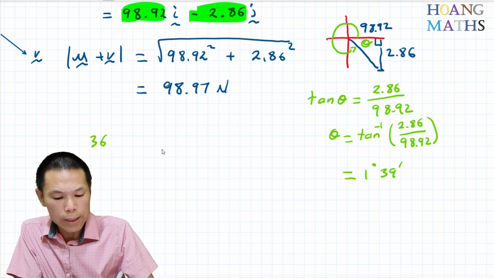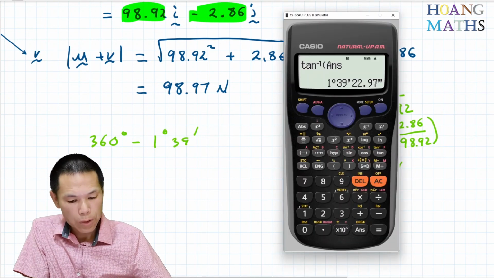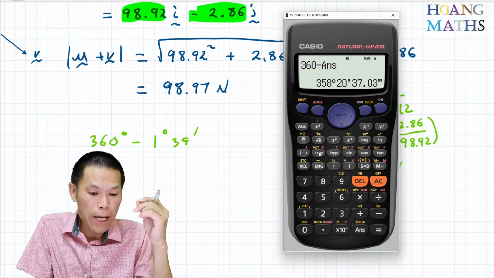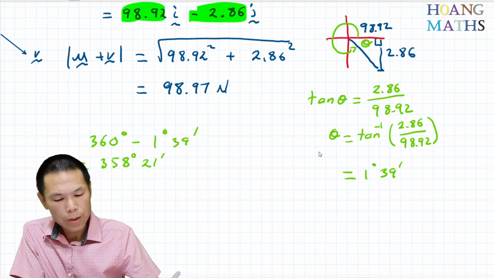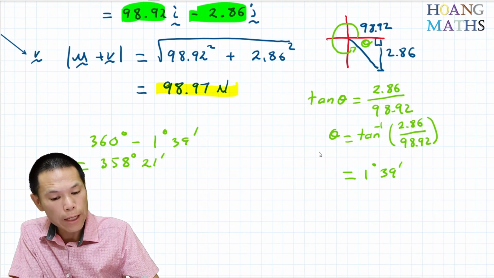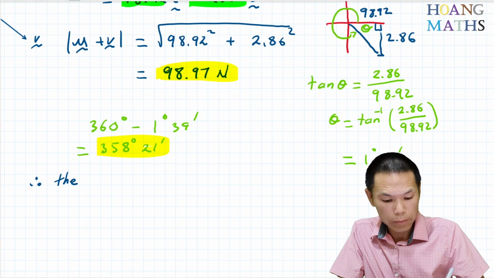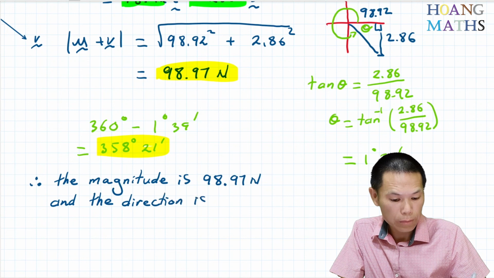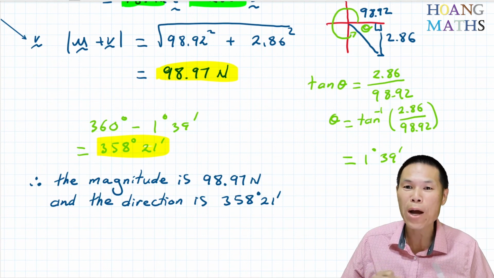So the direction is 360 degrees minus 1 degree and 39 minutes. Just go 360 minus the answer, so 358 degrees and 21 minutes. Therefore, the magnitude of the resultant vector is this, and the direction is this. Let me just write it out. There you go. I hope you got it correct. Thank you so much for watching. Bye.